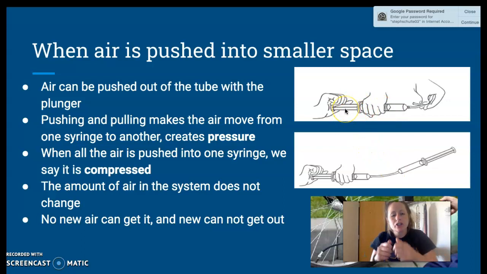So if you take the plunger out of the syringe, you can get some air in the syringe and then push it. Then the air will be pushed out of the syringe.